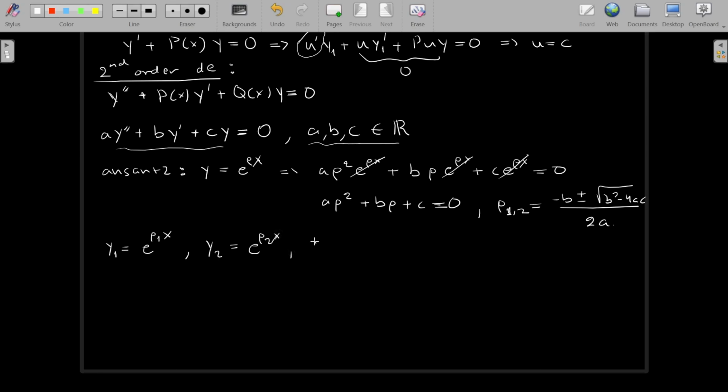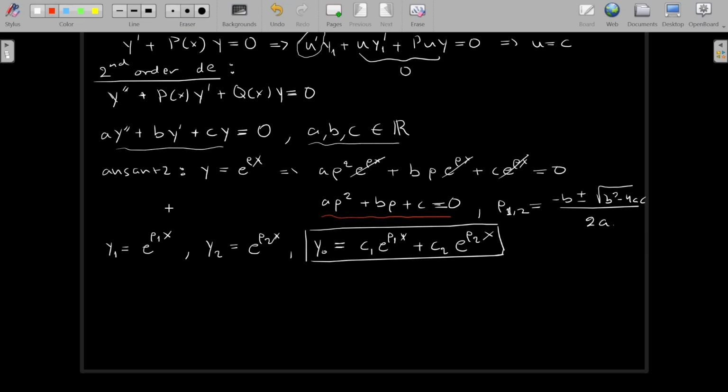So the final general solution is the linear combination of these two solutions. So c1 e to the r1 x plus c2 e to the r2 x. Right. This is a solution every time you solve this. This here is called the characteristic equation.